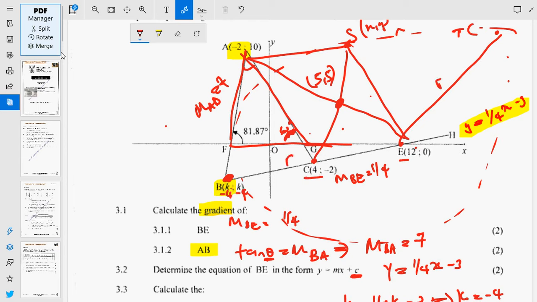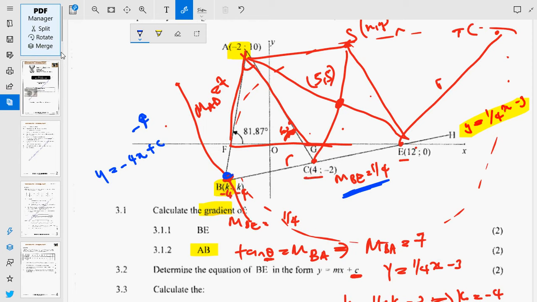So what we actually want, we want the equation of the tangent passing through B. Now, maybe let me use a different color so that you won't get confused. What you have to remember here is that your tangent is always perpendicular to the radius or the diameter. So, since the gradient of BE I've calculated is 1/4, then the gradient of the tangent must be -4. So at this moment in time, we've got the equation y is equal to -4x plus c. So you have to find c.